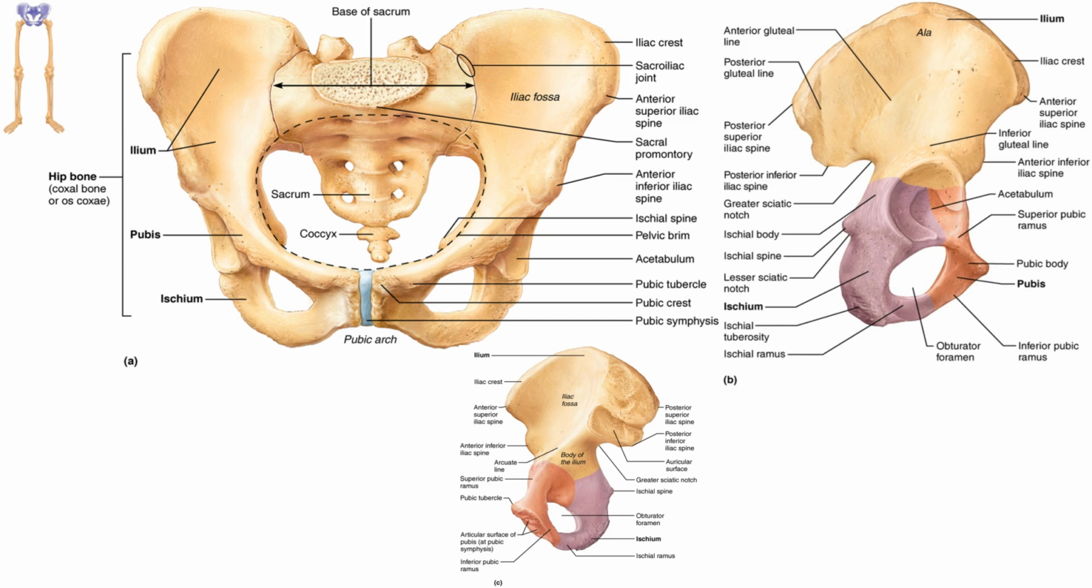Finally, locate the major openings. The acetabulum is the deep lateral socket where all 3 bones fuse to meet the femur. And the large opening at the base is the obturator foramen. If the acetabulum faces out and the anterior spines face forward, you have the correct anatomical position.